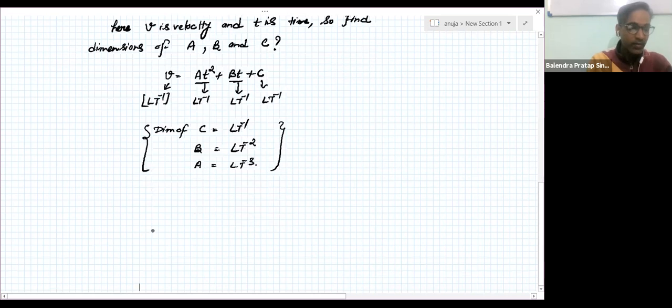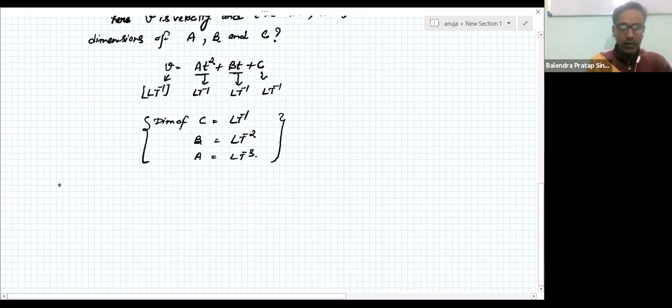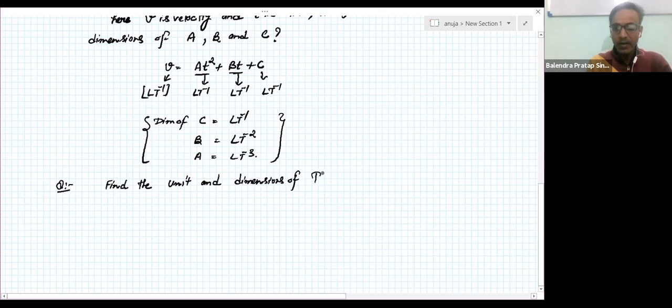So the next problem is a very important problem of dimensional analysis. The question is: find the unit and dimensions of Planck constant.